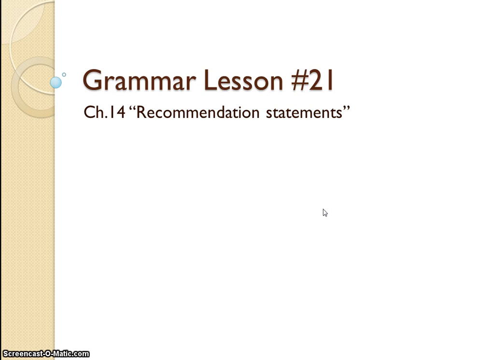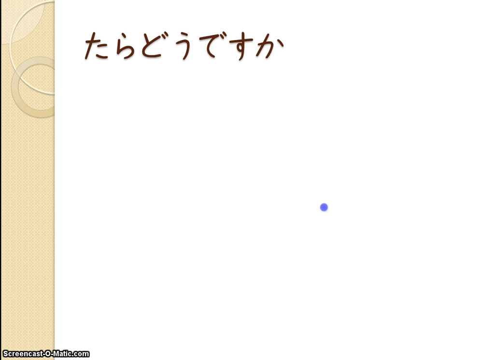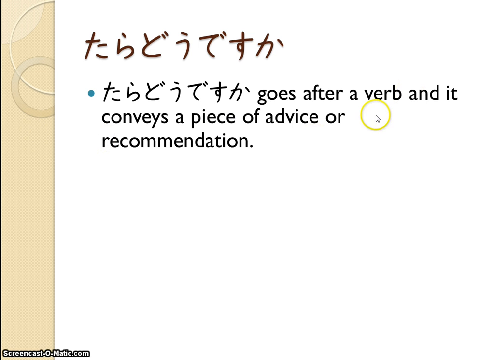Okay, this is grammar lesson number 21, recommendation statements. This is our last grammar lesson for chapter 14, so make sure you understand it. And if you have any questions, please do not hesitate to contact me via Edmodo or via email or in person. Okay, たらどうですか? たらどうですか goes after a verb and it conveys a piece of advice or a recommendation.